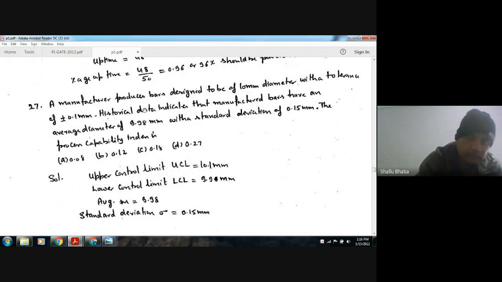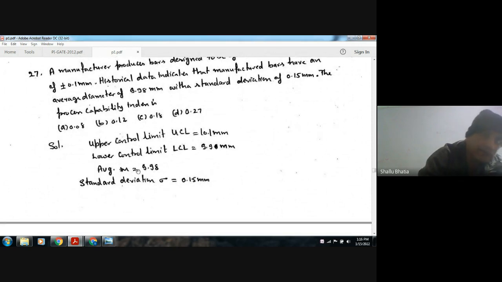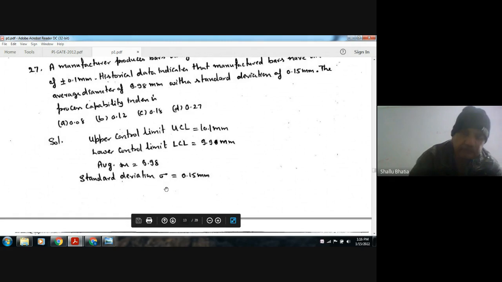Sorry, the average diameter is this, and the tolerance is this. Initially, sorry, the diameter is 10 mm. So according to the new data, the diameter is 10 mm and the tolerance is 0.1 mm. So the upper control limit is 10.1 and the lower control limit is 9.9. According to historical data, the average is 9.98 and the standard deviation is 0.15.